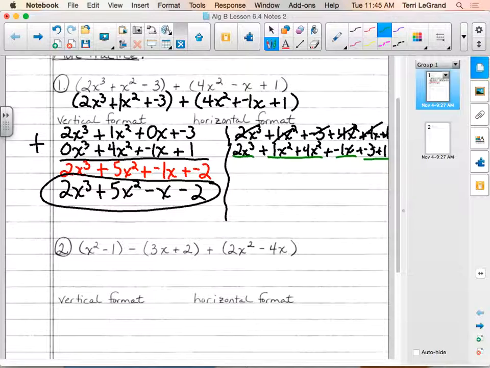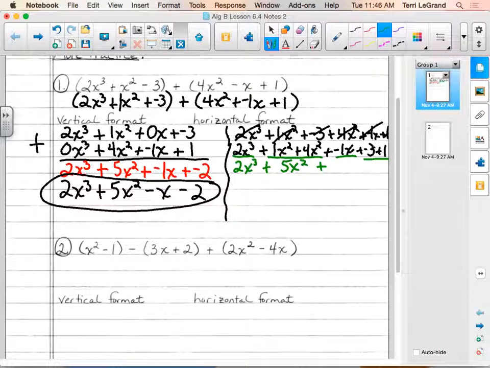Okay. So when we're doing it horizontally, we can ditch the parentheses. We rearrange the terms. And now we combine those like terms. So we have no other x cubes to combine with that 2x cubed. And then we combine our x squares. We have 5 of them all together.